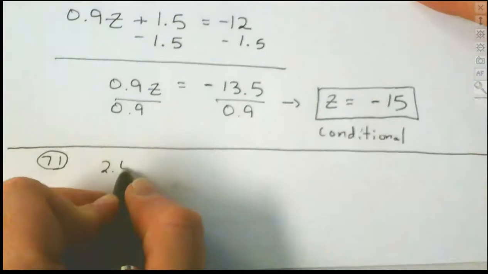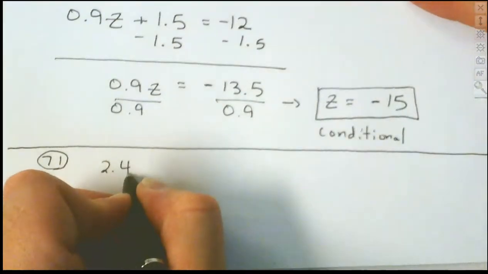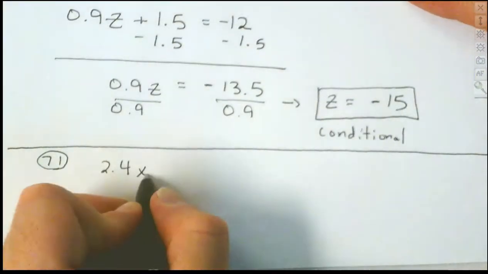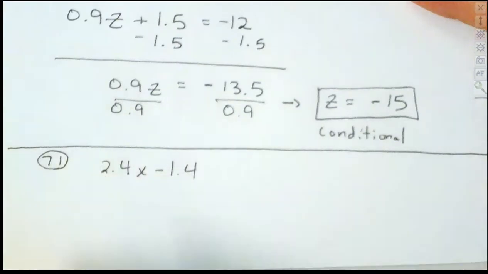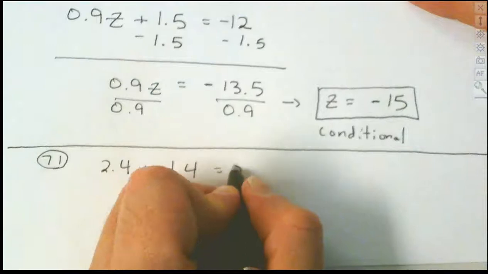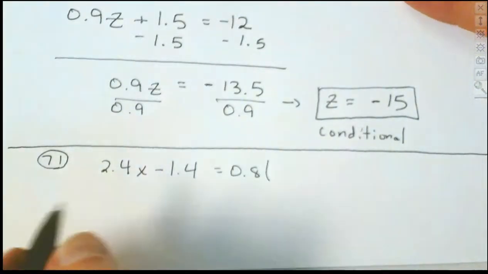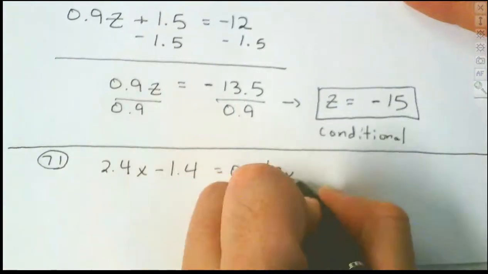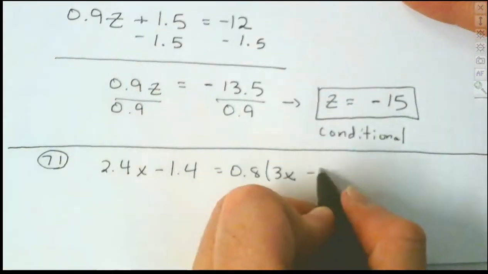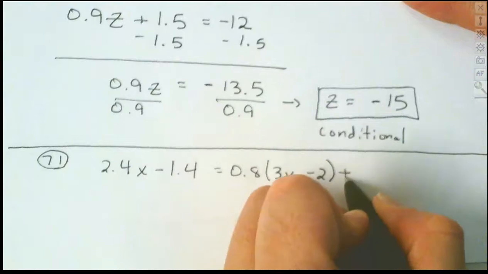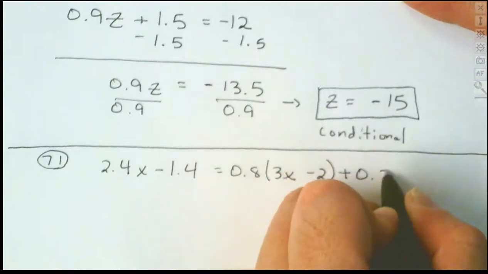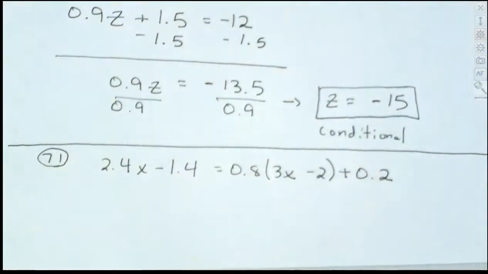We have 2.4x minus 1.4 equals 0.8 times 3x minus 2, plus 0.2. So we're going to go ahead and work with this one.